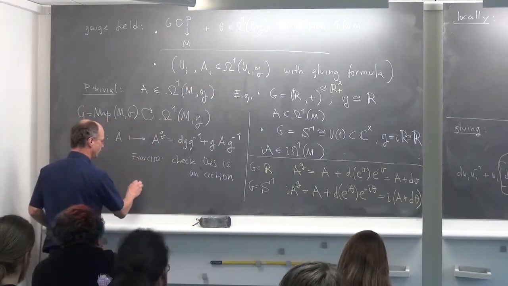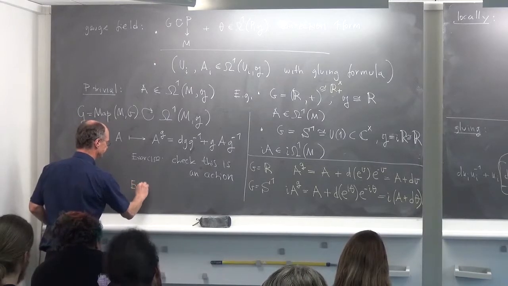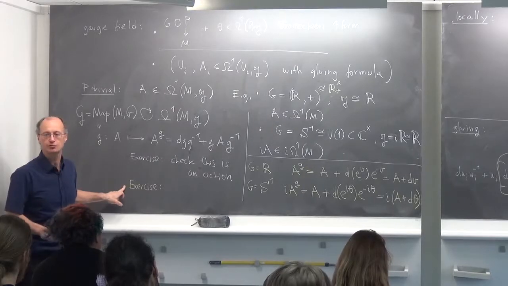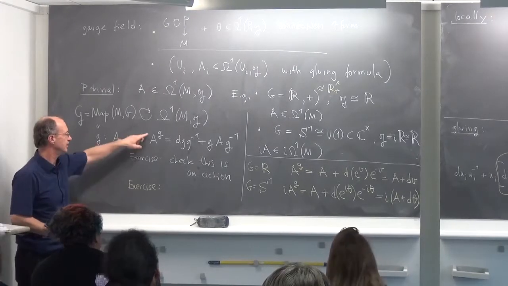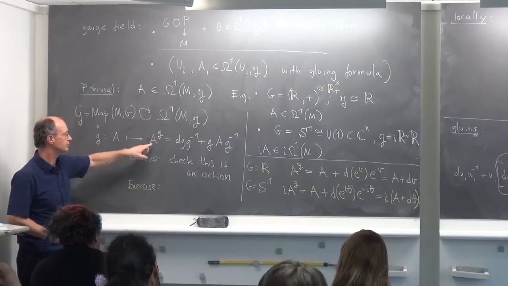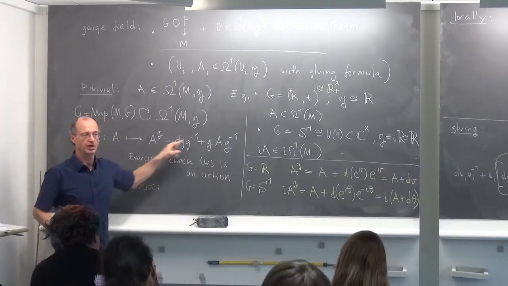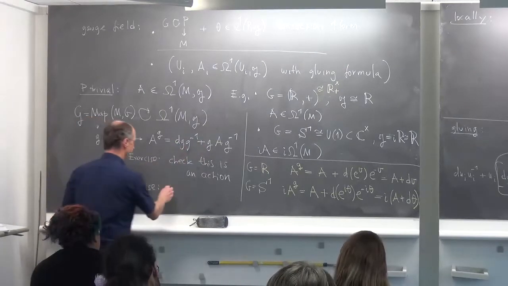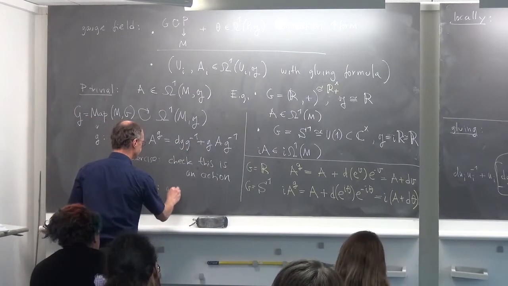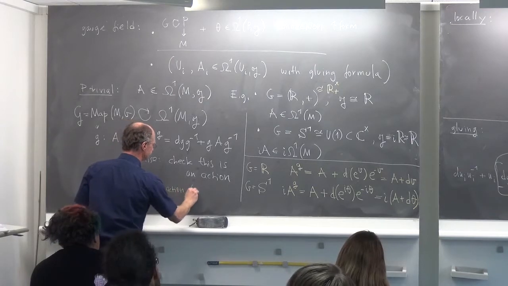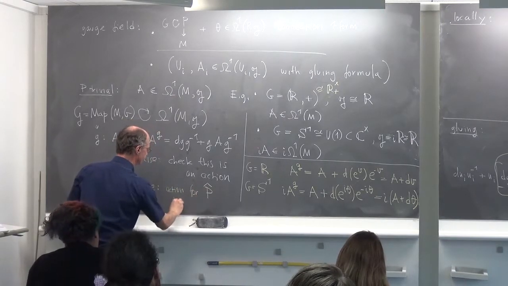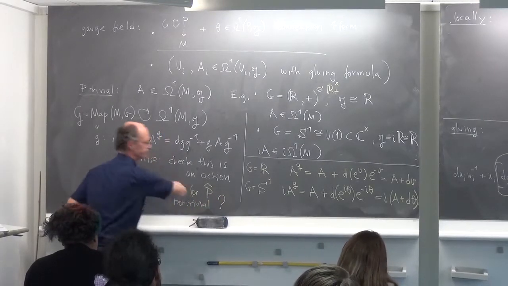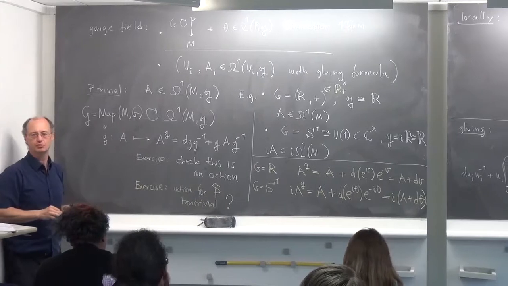Maybe let me add one more exercise. Again, for those of you who are fluent with the geometry of bundles, this is the formula for the gauge action in a trivial bundle. So now, what is the action? What's the action for P non-trivial?